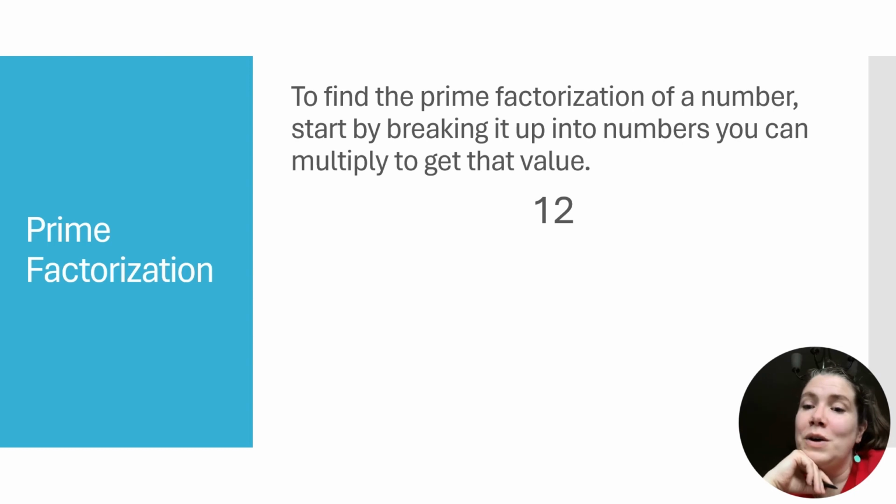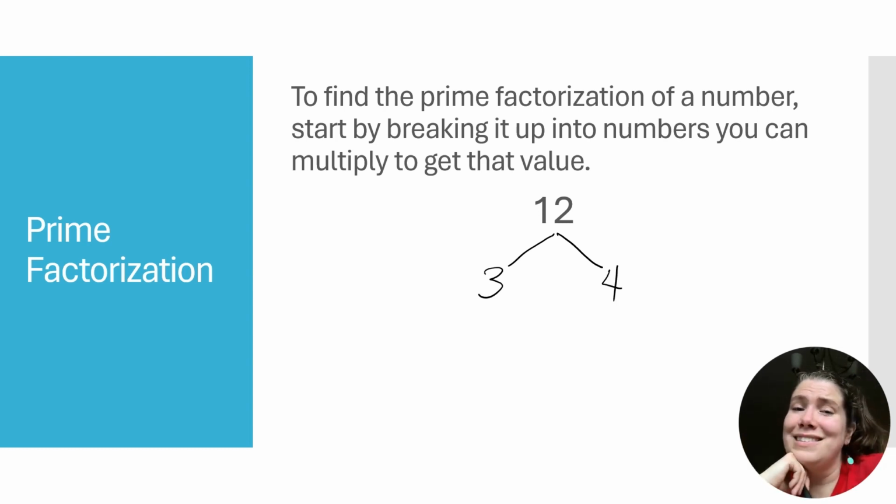So 12 is a nice easy one. Let's start with it. So the first thing you're going to do is just think, how can I multiply to get 12? And there's lots of ways. 1 times 12, not very helpful. 2 times 6, 3 times 4. You can use any of those. 1 times 12 is not the most helpful. But anyway, so I'm going to use 3 times 4 because I know that 3 times 4 is 12.